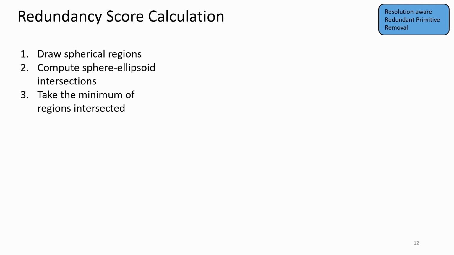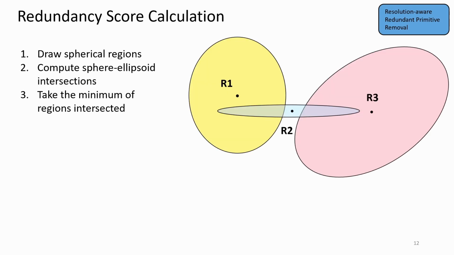So probably that's too complex, so I want to walk you through an example, which doesn't appear very nicely, but anyway, you can see the screens maybe. So let's say that we want to find the redundancy score for R2. Initially, we just draw the spherical regions based on the pixel footprint that we saw before. So that could look like that.